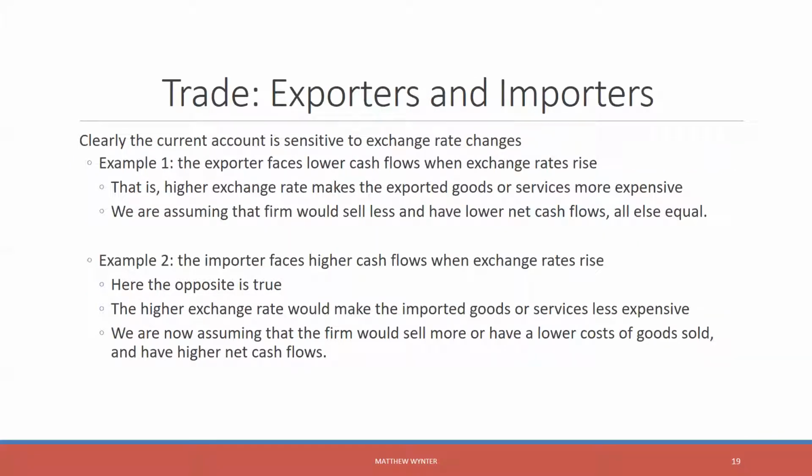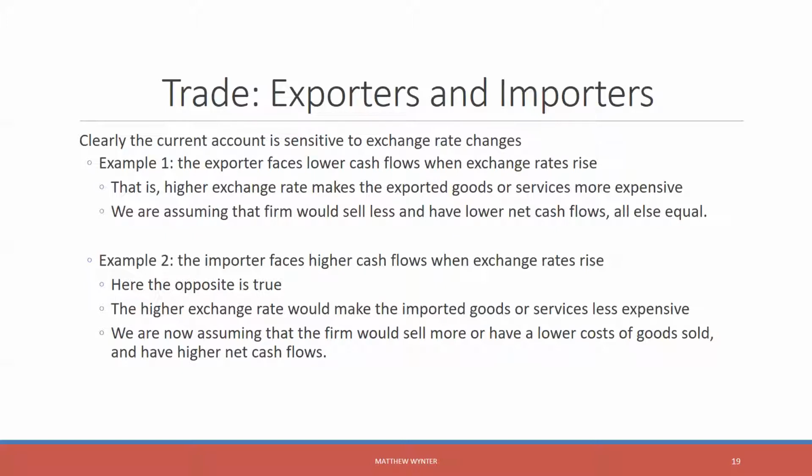Clearly, in both of the examples, we can see how the current account is going to be sensitive to exchange rate changes. If you remember, when we looked at our graph of the percentage changes in imports and exports, we said that they were co-integrated, that they co-move, they have a lot of commonality. And what we suggested was that maybe that commonality is driven by exchange rates.